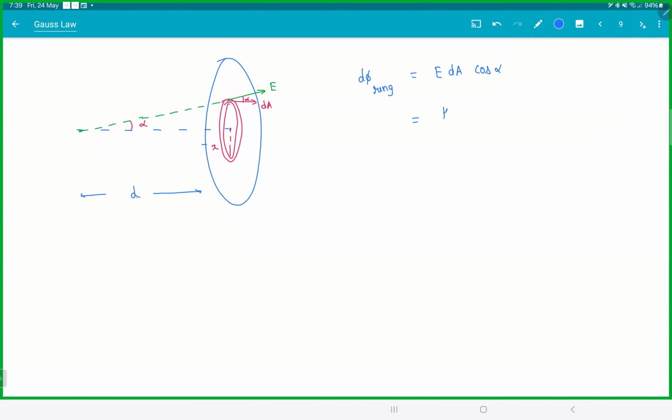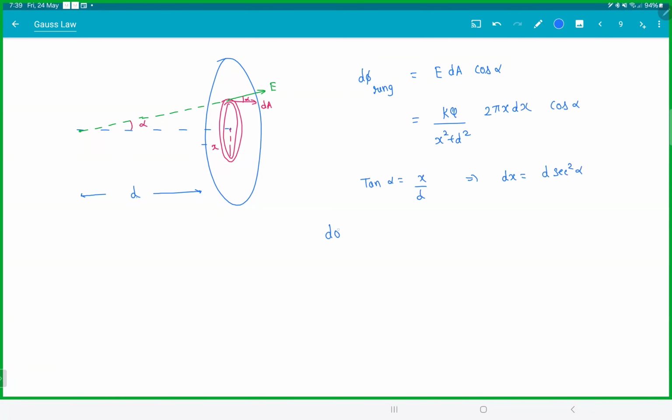So the field will be kq over the diagonal distance, root over x square plus d square, so that is x square plus d square in the denominator. The area would be 2 pi x dx, and cos alpha would be there. Here you can write tan alpha is equal to x by d, so dx is equal to d secant square alpha d alpha.